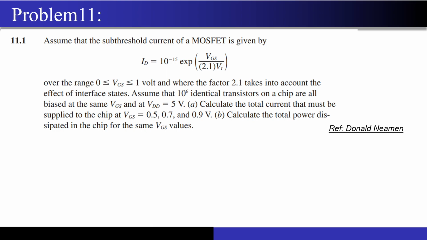Now what is this question asking? They have given the expression. One more thing that I forgot to tell you, the expression for ID is nothing but something like IS into exponential of some V by some kT by q, and some factor will be there. So in sub-threshold, your ID versus VGS characteristic is exponential. It is not square law anymore.